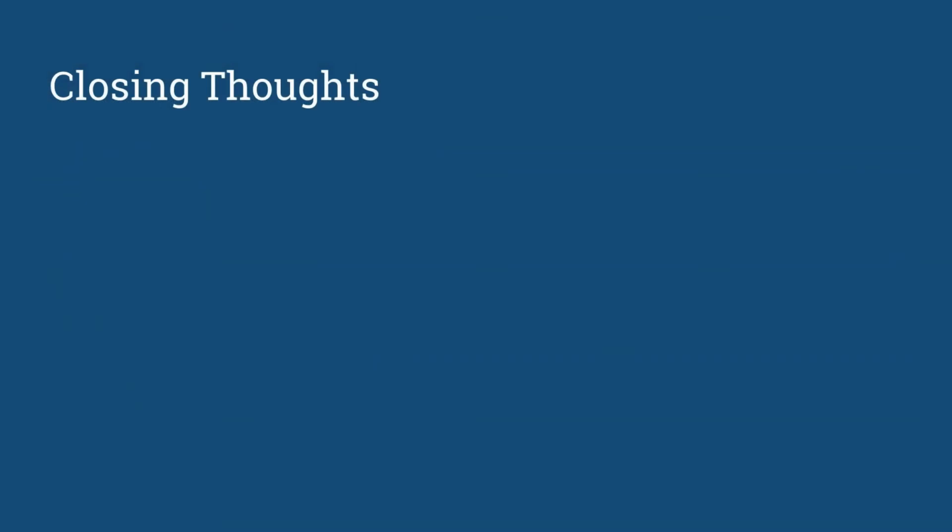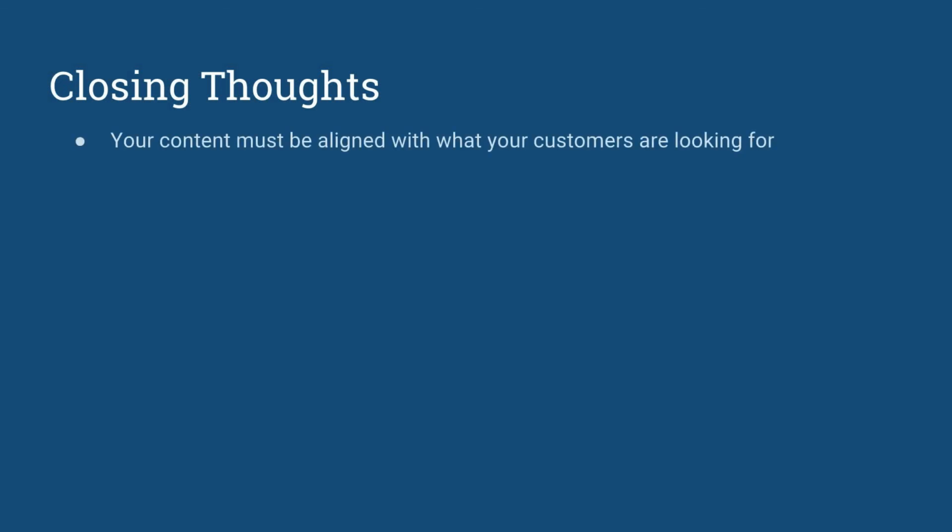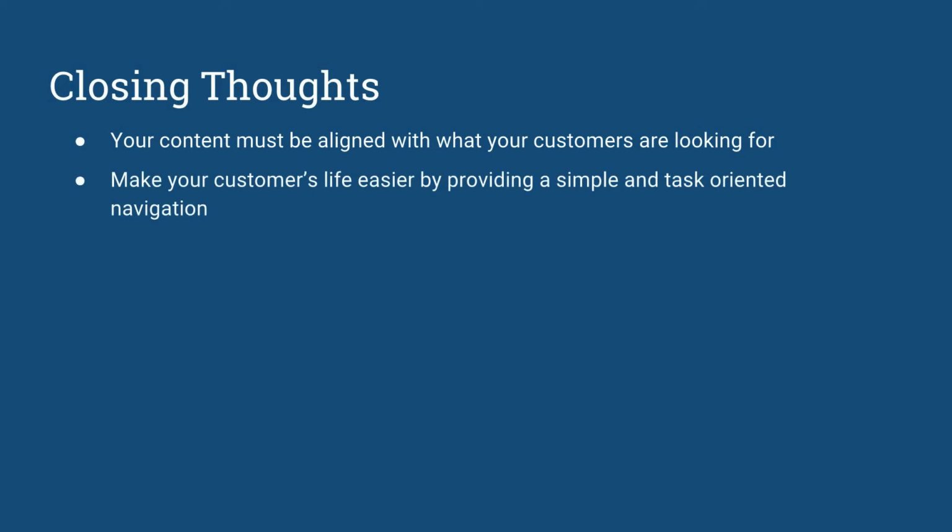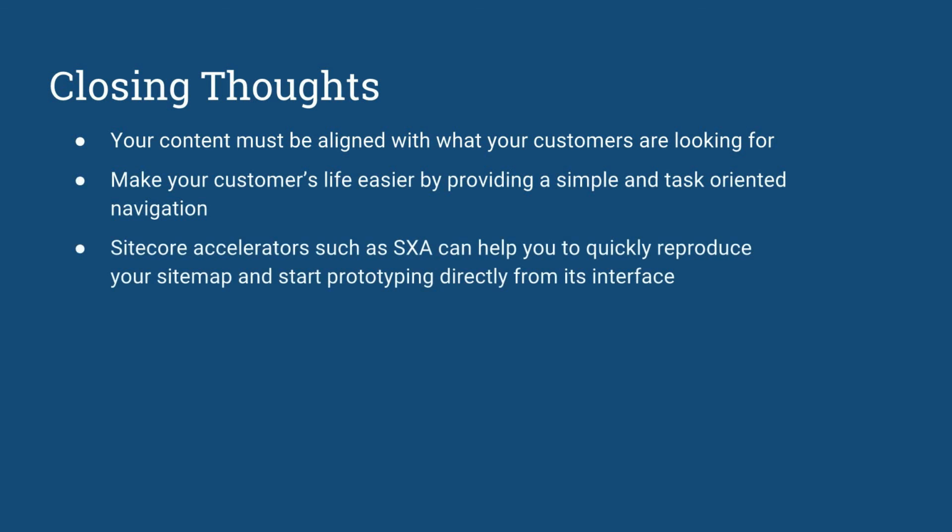To conclude this presentation, let me recap with you some of the key points we discussed. First, your content must always be aligned with what your customers are looking for. When you do that, you ensure you are providing relevant content to your site visitors. Make your customers' life easier by providing a simple task-oriented navigation. Keep an eye on your main top navigation to ensure it is giving your customers an easy path to the tasks they want to accomplish when they visit your site.